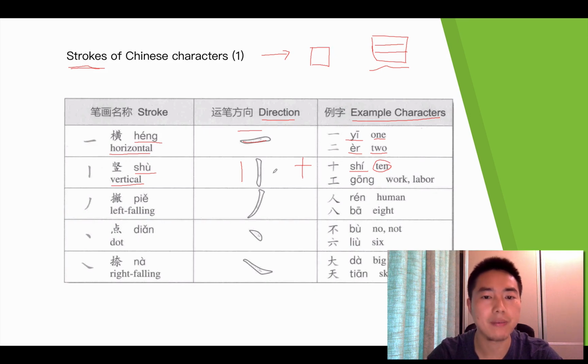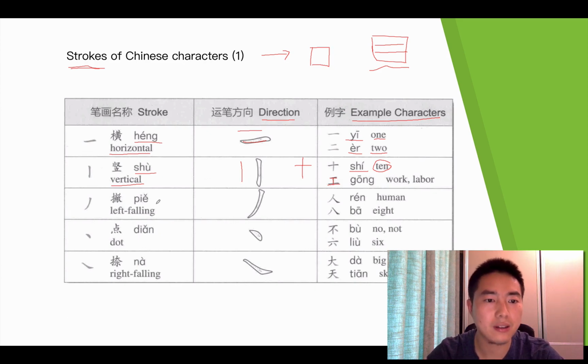Okay, the next one should be first the horizontal, then the vertical, then the horizontal. It's called 工. It means work or labor. So there are 2 examples of this 竖, vertical stroke.